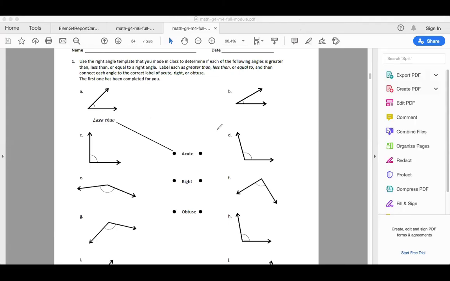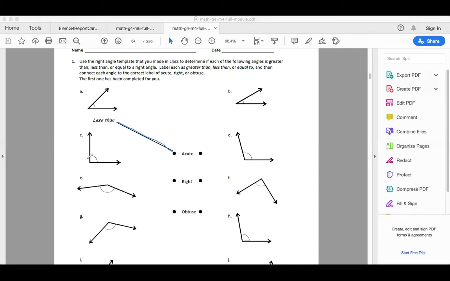Hi friends, so in the video he showed you how to identify a few angles. So of course we know this right here is acute. So the line is drawn over to acute and it is written less than. I do want you to write whether it's less than, equal to, remember, because we're finding if this right angle is equal to a right angle, yes it is. Or if it's greater than, which would be obtuse.